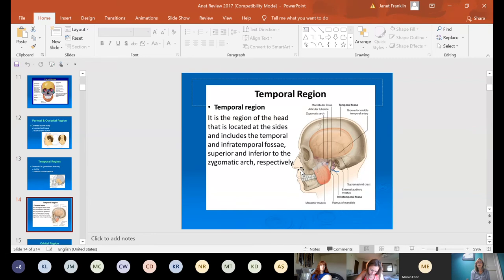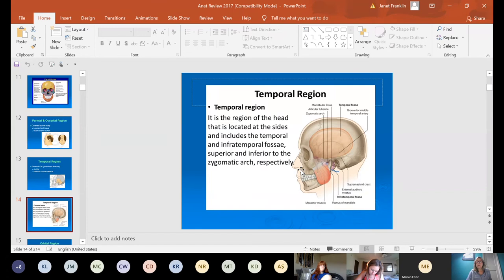Also, your temporal region of the head, located on the sides, includes the temporal and infratemporal fossa. The temporal fossa is a fan-shaped area of the temporal bone. It sits right about here, and it's where your temporalis muscle sits, right in the fossa. The infratemporal fossa, so think of the word infra, is inside and slightly below the temporal fossa, which contains some veins and arteries and nerves.